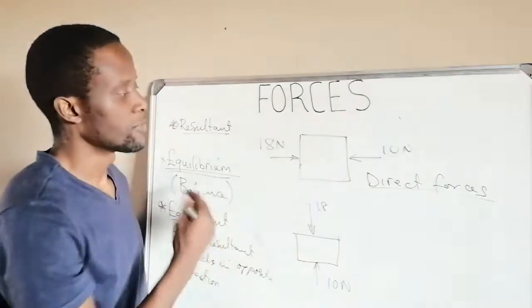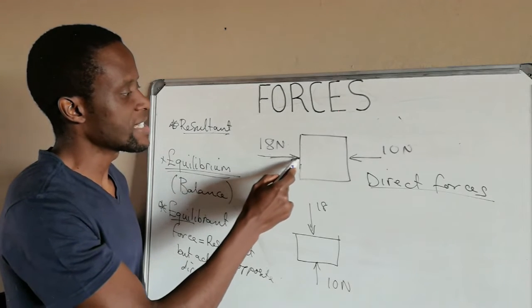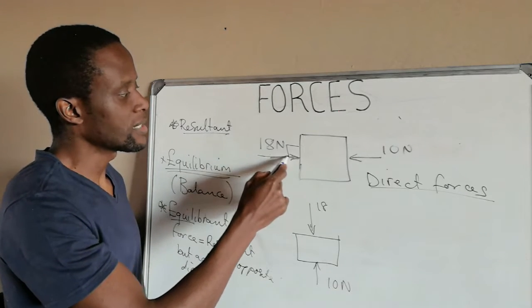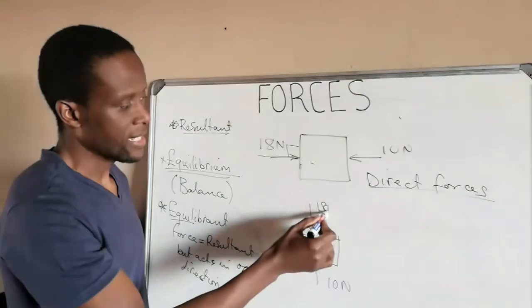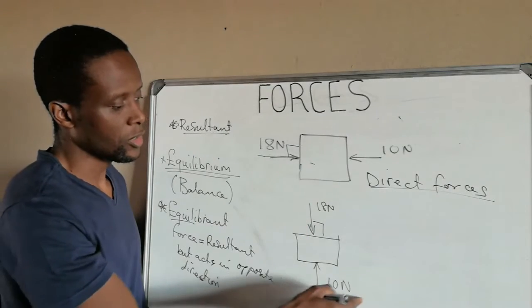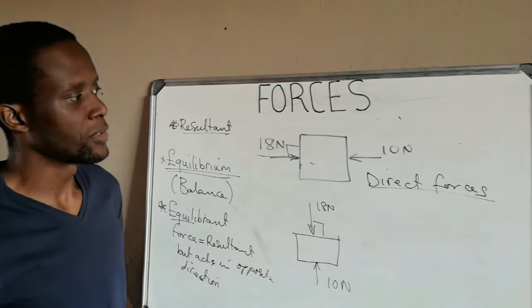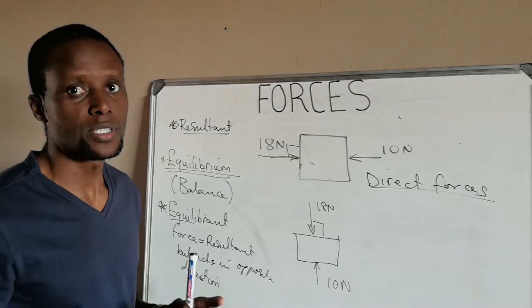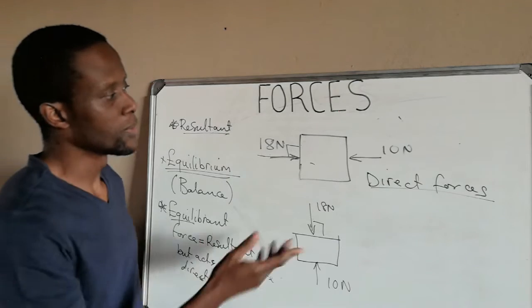For example, if we take this 18, all of this 18 is acting perpendicular to the object. In this other example, all of this 18 goes into the object, and all of this 10 is going into the object. So this type of force is known as a direct force, or the force is acting onto the object.